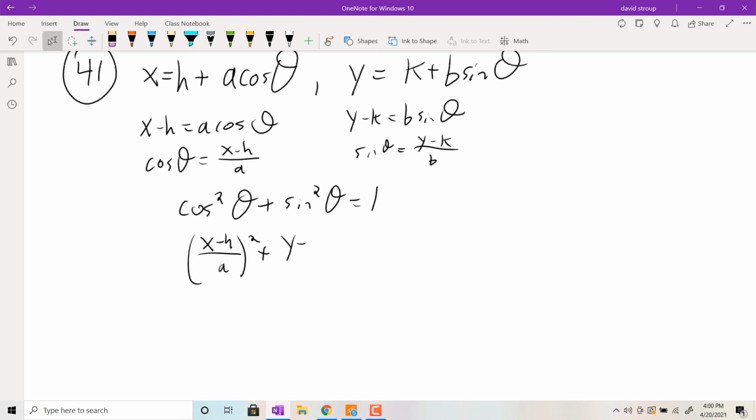And then the y minus k over b. And what we have, folks, is an ellipse. This is the standard form for the ellipse.